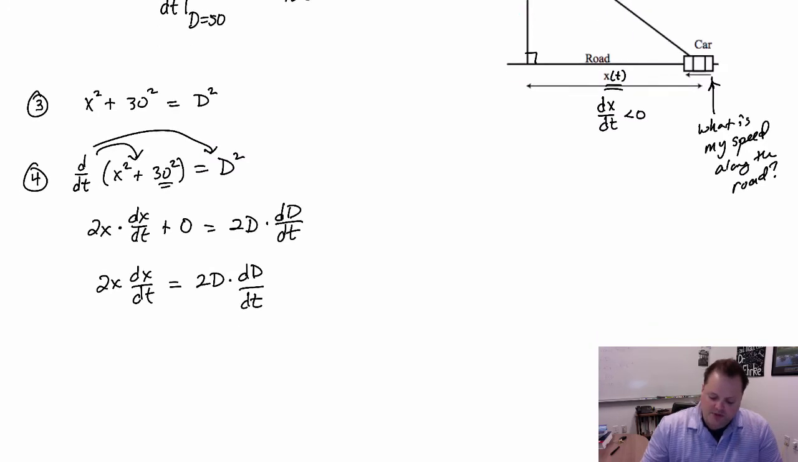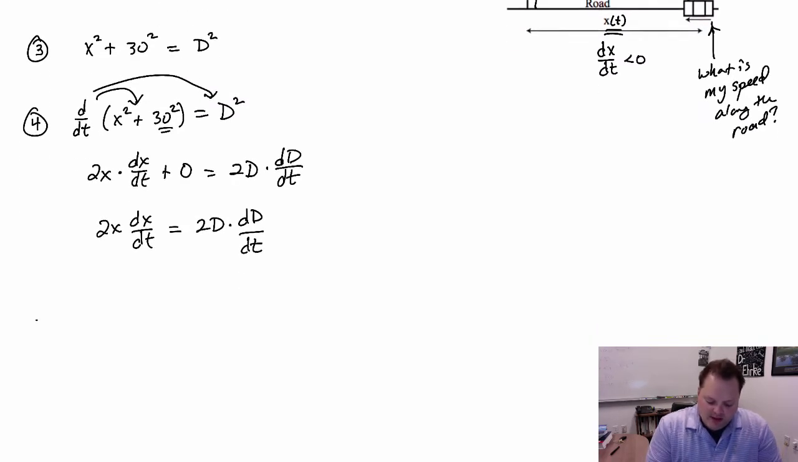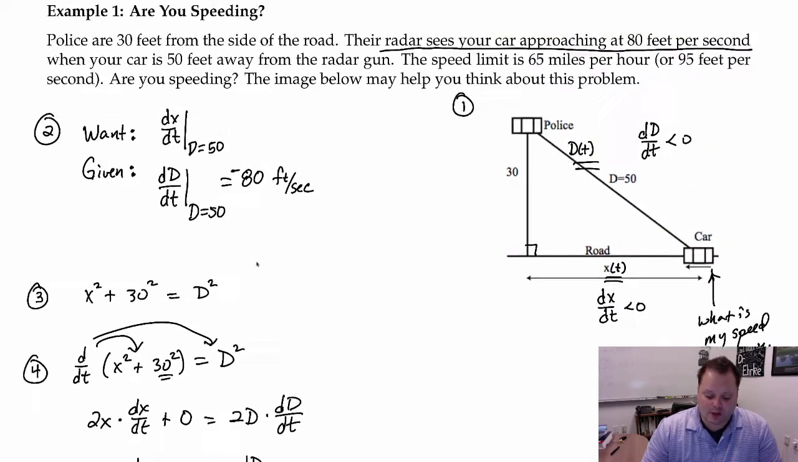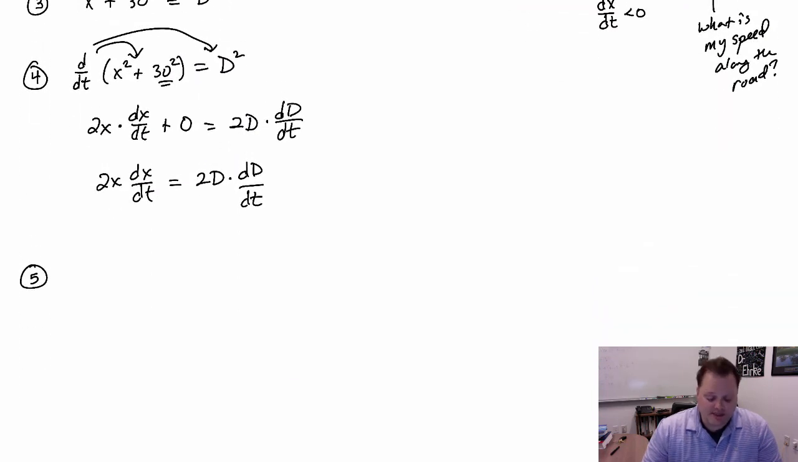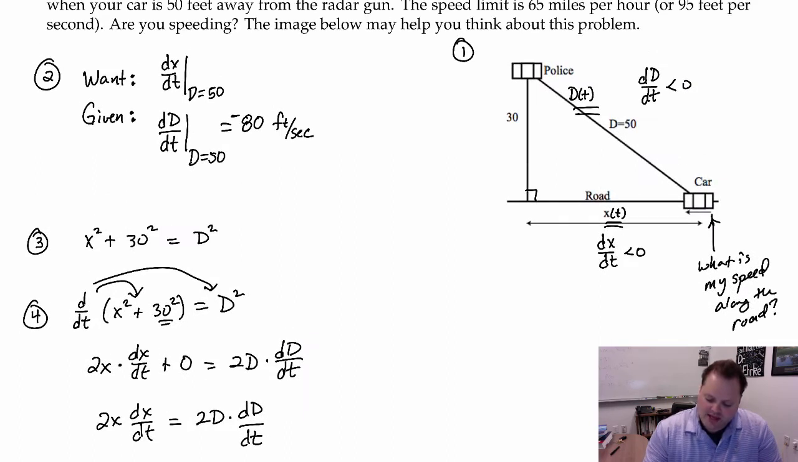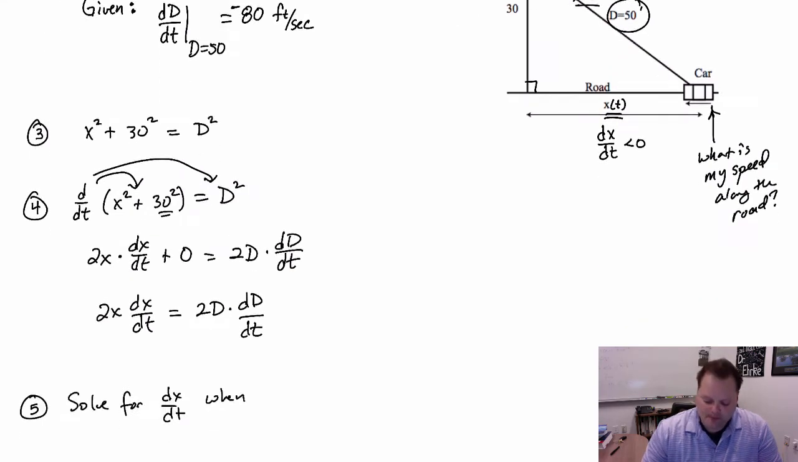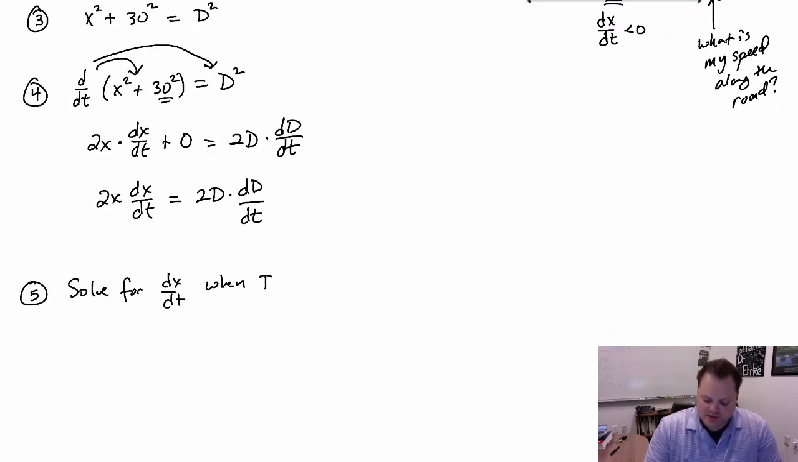And so I'm almost done with this problem. The only thing I have left to do is step 5. Step 5 says solve for the rate that you want. So we want to know dx/dt. I'm going to solve for dx/dt, but not at any given time, at precisely when this distance is 50, because I want to know what is my speed along the road at that precise moment in time. So solve for dx/dt when the distance from the car to the police officer is 50.